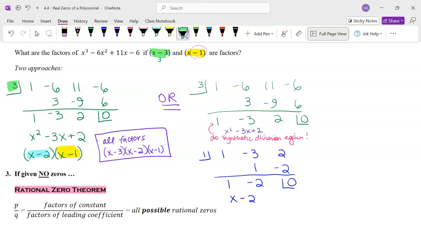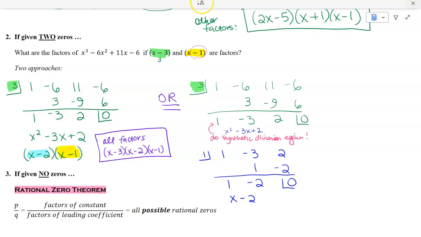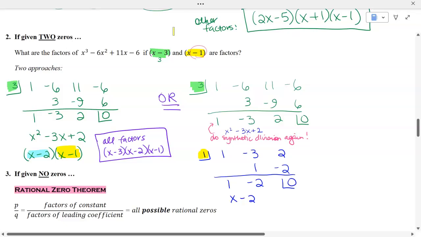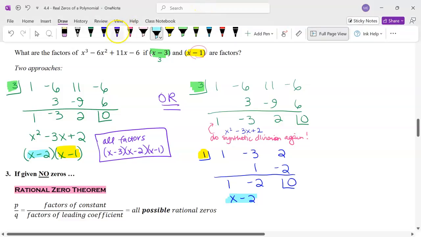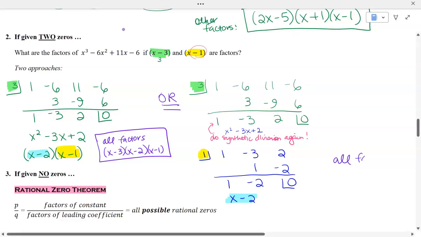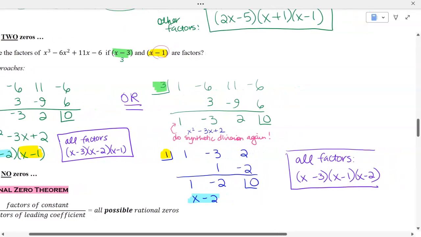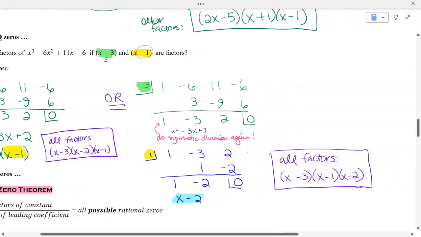If you remember, we started out with x minus 3, which we used right there in synthetic division. Then we were told we had x minus 1, which we used in synthetic division. And using synthetic division twice, we found the final factor, which was x minus 2. So just like in the other way that we did synthetic division and then factoring, we still get the same factors. We have x minus 3 times x minus 1 times x minus 2. And because all of these factors are multiplied together, it doesn't matter which factor comes first.